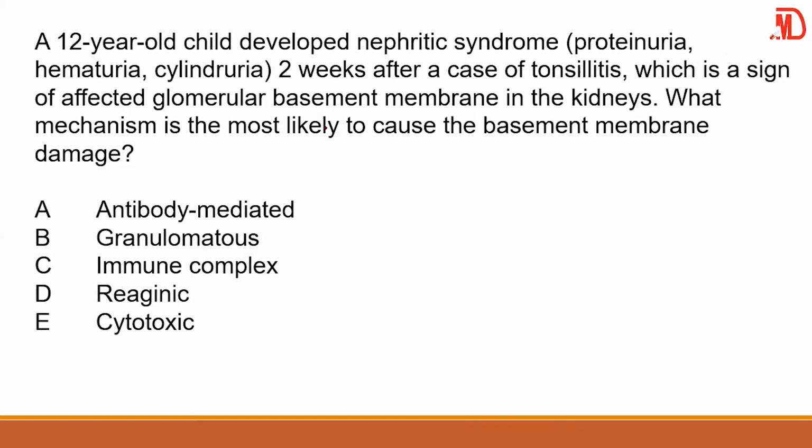A 12-year-old girl developed nephrotic syndrome. So they've told you proteinuria is there, hematuria is there, cylindruria is there, 2 weeks after a case of tonsillitis. Guys, you already know the diagnosis, isn't it? So first of all, what disease can a case of tonsillitis or a chronic case of tonsillitis have on the kidney? Who can tell me the name of that disease?